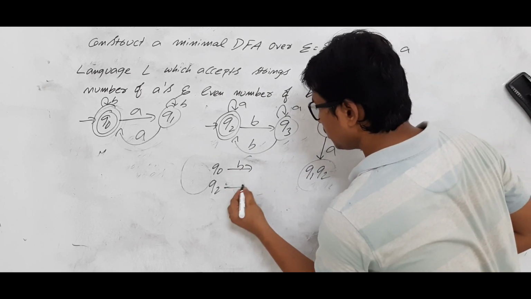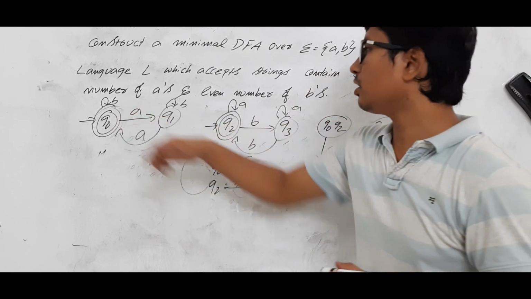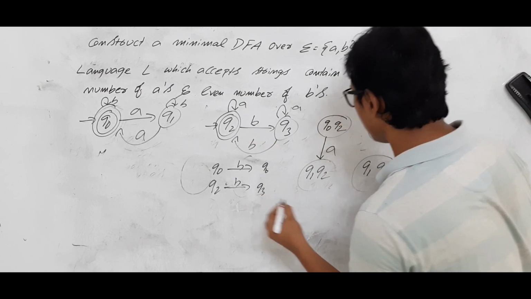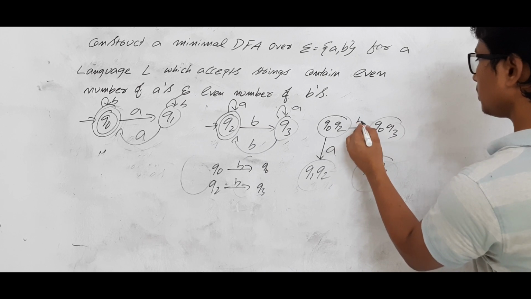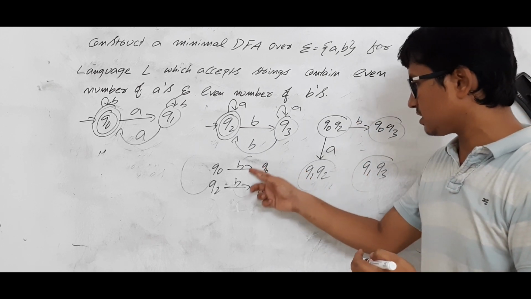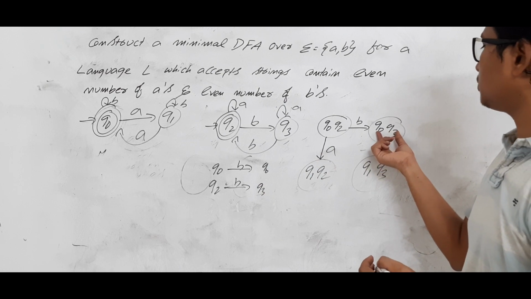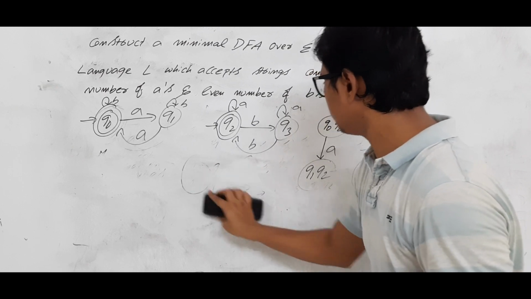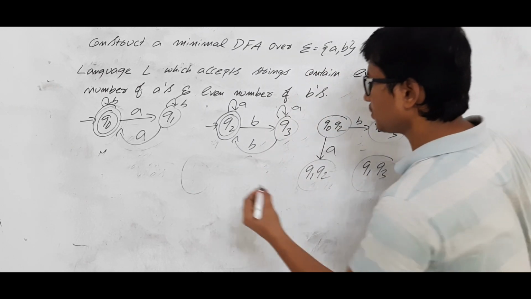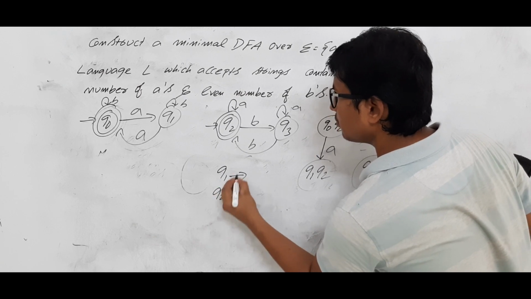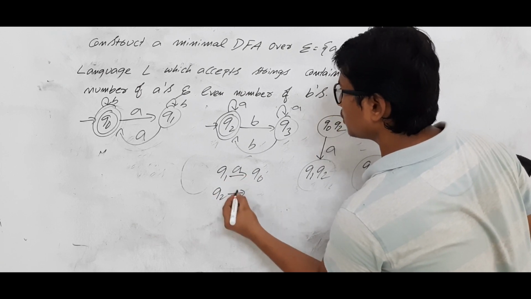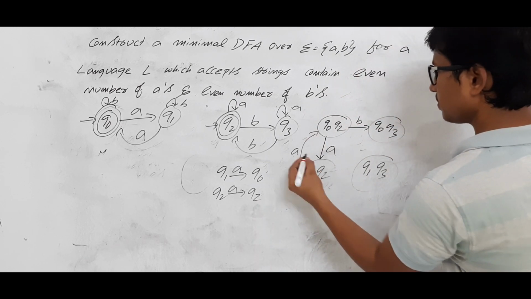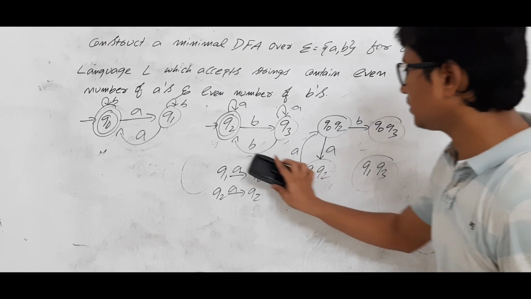Q0 on B, Q2 on B, where does it go? Q0 on B goes to Q0. Q2 on B goes to Q3. So on B it goes to the state Q0Q3, which is the combination of these two. So on B it goes to this one. So we got the transitions for Q0Q2. We'll see Q1Q2 now. Q1Q2 on A, where does it go? Q1 on A goes to Q0, and Q2 on A goes to Q2. So on A it goes here. Okay, we'll see on B.